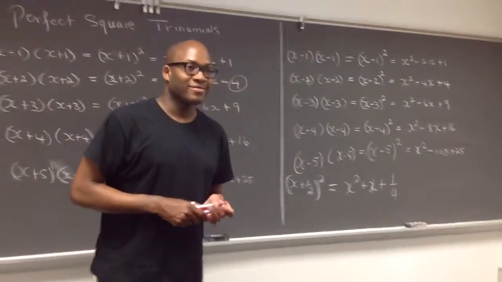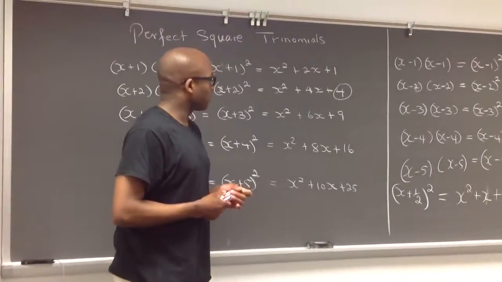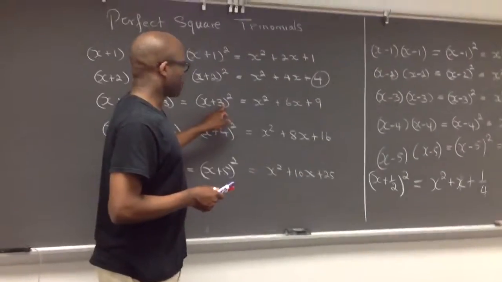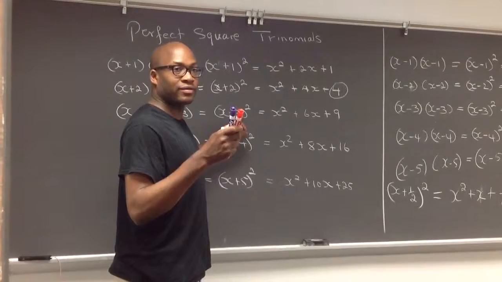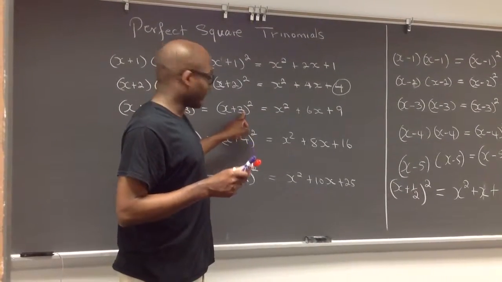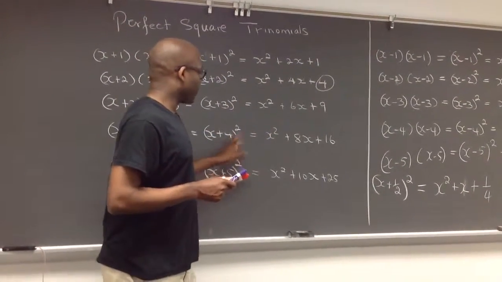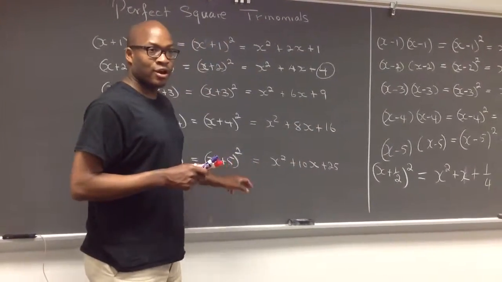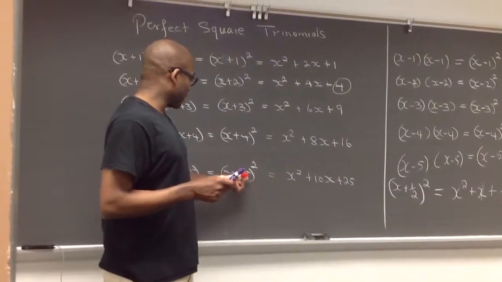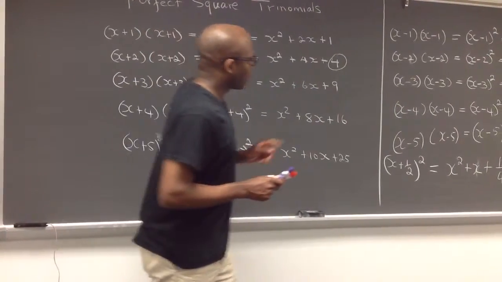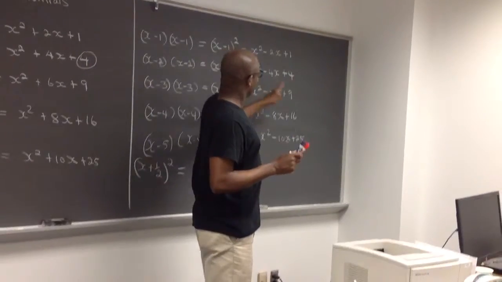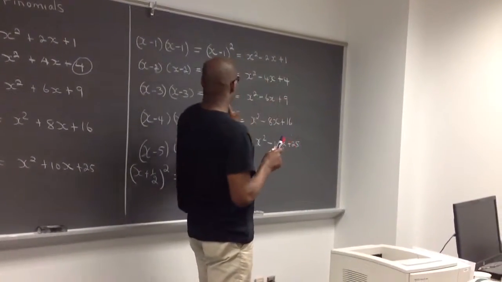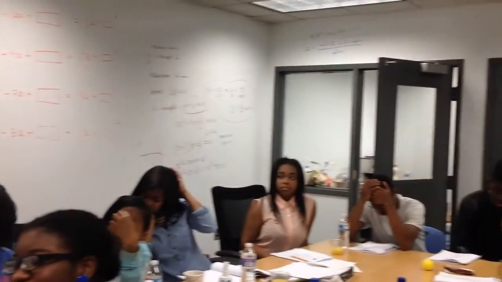So to find the last number, it just will be the number right there, squared. So 3 squared is 9. 4 squared is 16. 5 squared is 25. So the last number is always the third number squared. This is 1 squared. Negative 2 squared is positive 4. Negative 3 squared is positive 9. Negative 4 squared is positive 16.